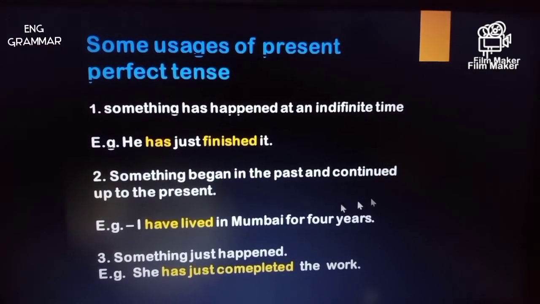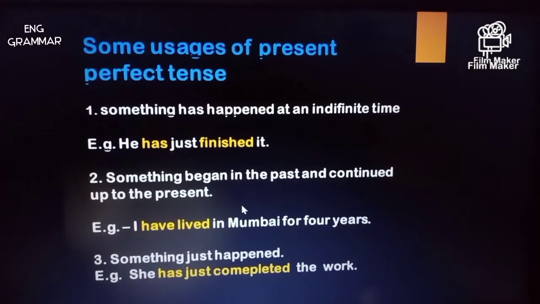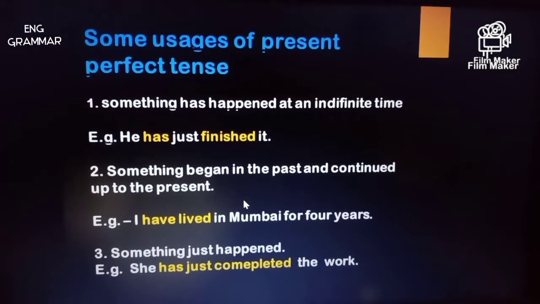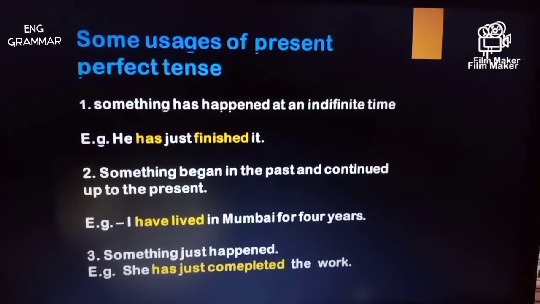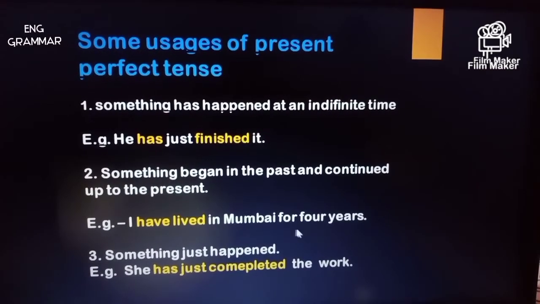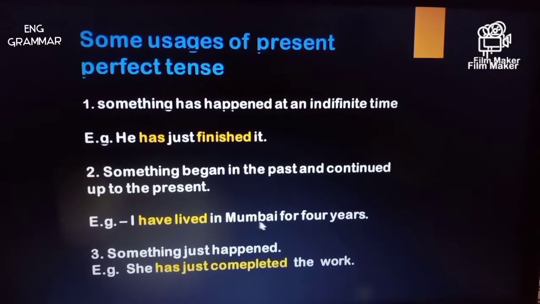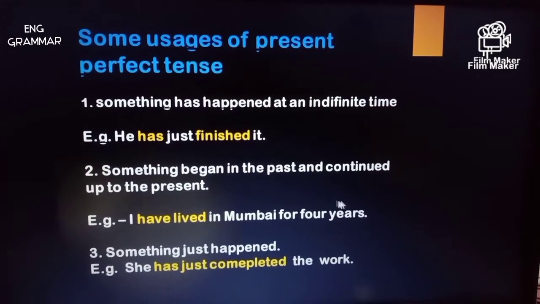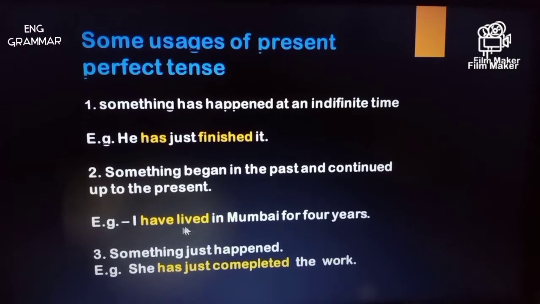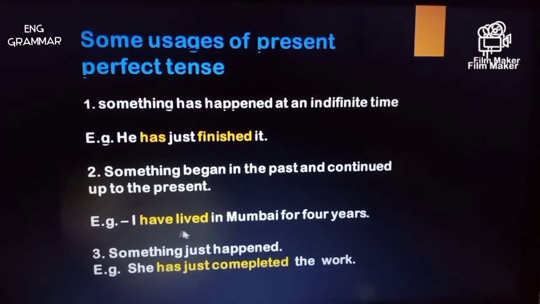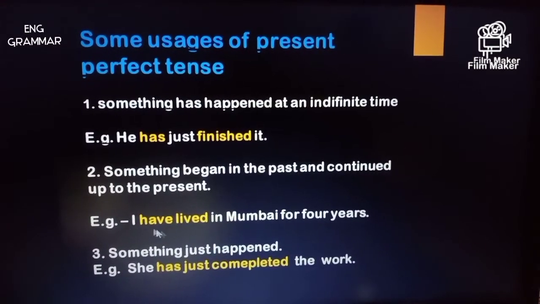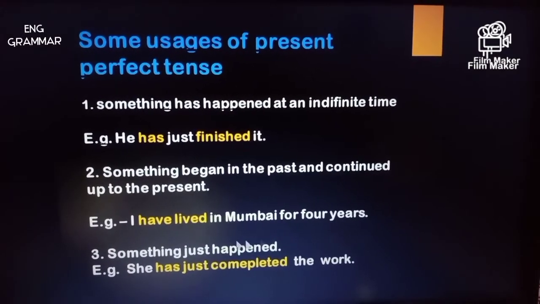Something began in the past and continued up to the present. Many actions have started in the past but are still continuing in the present. Look at here. I have lived in Mumbai for 4 years. Means 4 years ago, I went to Mumbai, and now 4 years have been completed. So for the last 4 years I am living there, and still I am in Mumbai. So, I have lived in Mumbai for 4 years.